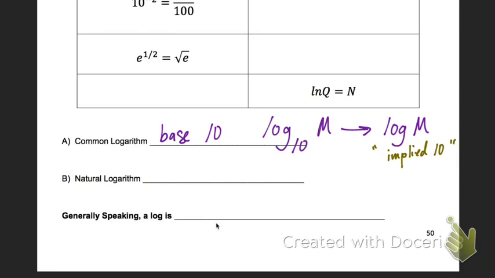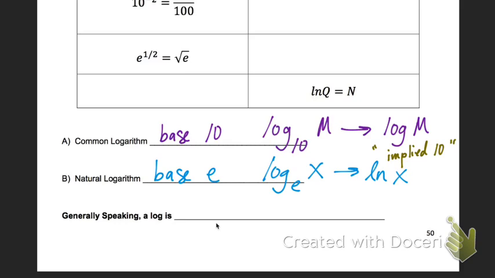That's an ugly green color. Poopy green. And then the natural log is with a base of e. So if I had log base e of x, it's more commonly or almost always written as ln of x.